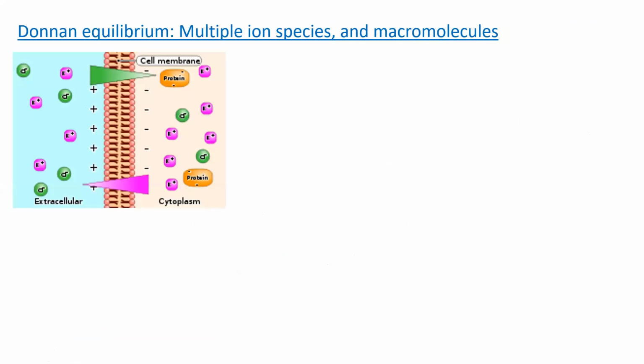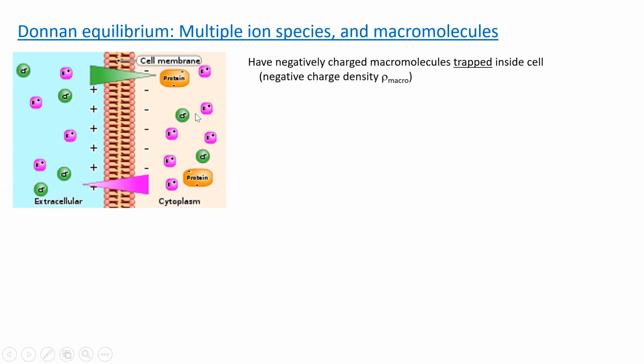So that's the Nernst potential. What is the Donnan equilibrium? The Donnan equilibrium occurs when there are multiple ion species and macromolecules involved. Typically we have inside the cell proteins and carbohydrates and so forth, which are too big to diffuse through the cell membrane. And so we have negatively charged macromolecules trapped inside the cell, and they have a negative charge density, rho macro.